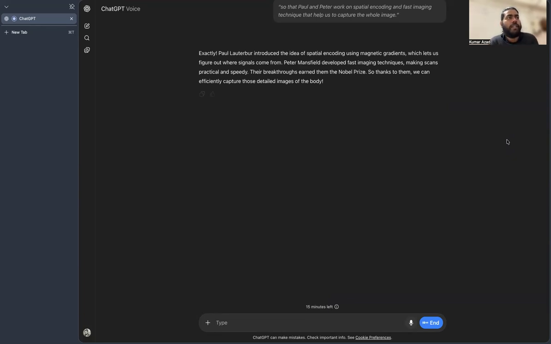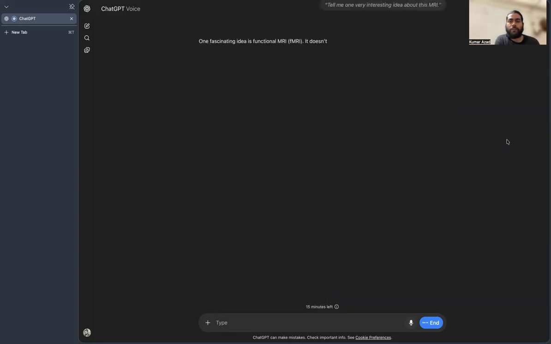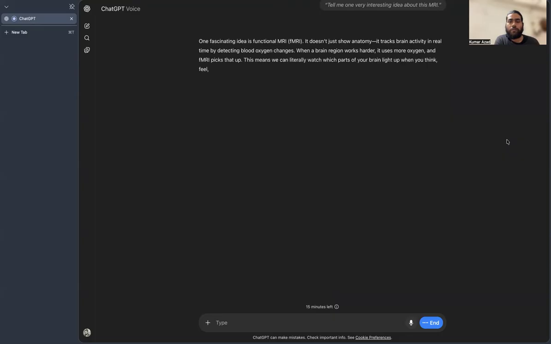Tell me one very interesting idea about this MRI. One fascinating idea is functional MRI, fMRI. It doesn't just show anatomy, it tracks brain activity in real time by detecting blood oxygen changes. When a brain region works harder, it uses more oxygen, and fMRI picks that up. This means we can literally watch which parts of your brain light up when you think, feel, or move, opening windows into how we function and even think.